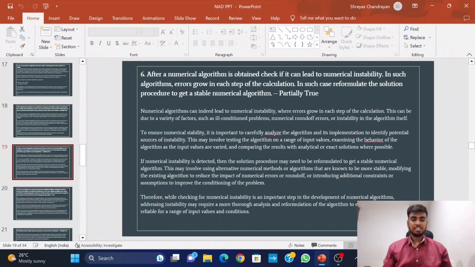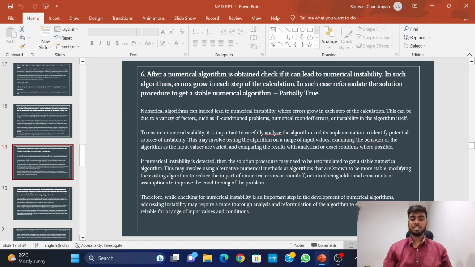The sixth statement states: after a numerical algorithm is obtained, check if it can lead to numerical instability. In such algorithms, error grows in each step of calculation. In such case, reformulate a solution procedure to get a stable numerical algorithm.